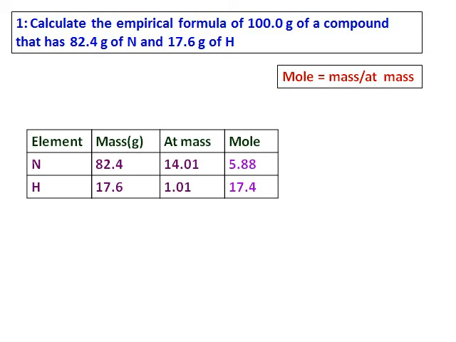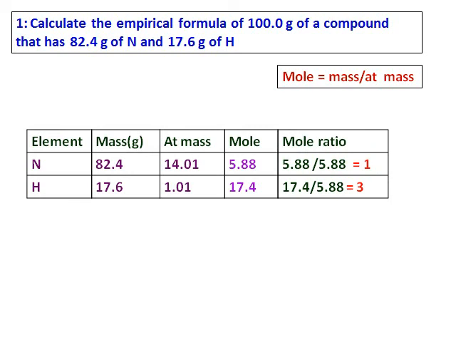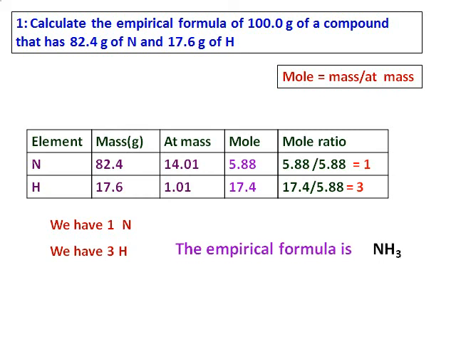We divide all the moles by the smallest mole. For example, here the smallest mole is 5.88. So divide 5.88 by 5.88 and 17.4 also divided by 5.88. And I get the mole ratio as 1 and 3. That means I have 1 nitrogen and 3 hydrogen. So combine it together, and the empirical formula of the compound given is NH3.